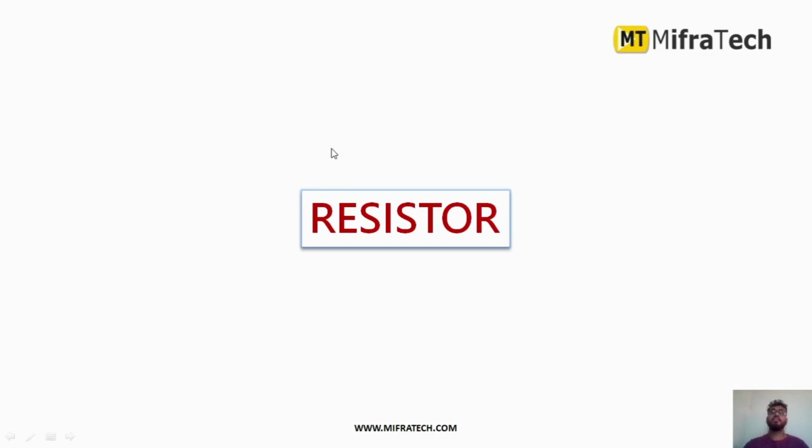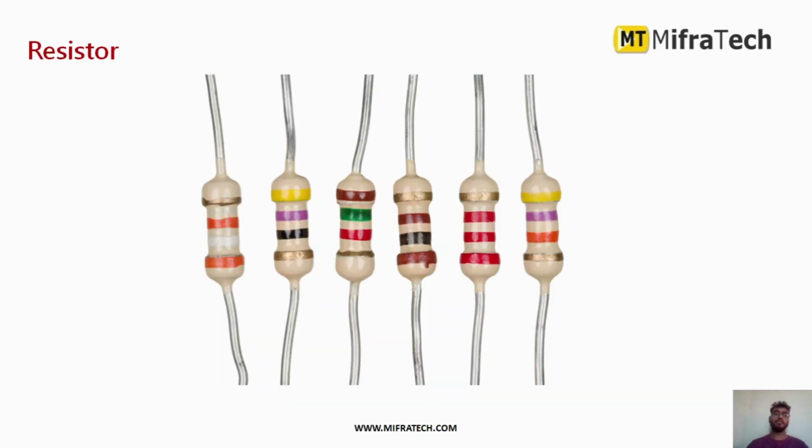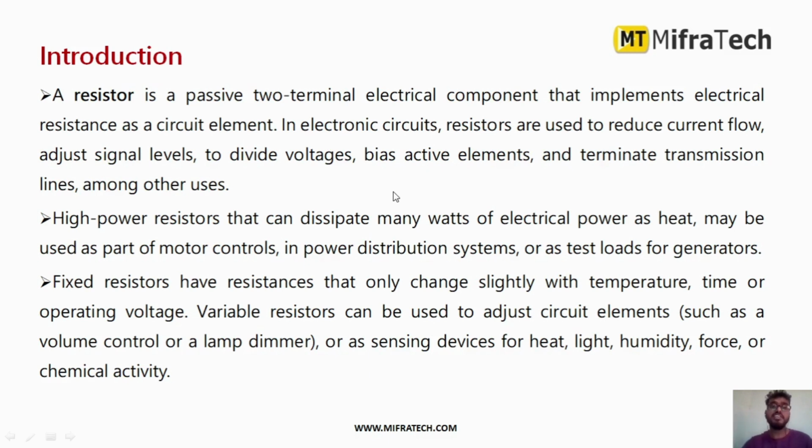Today in this section we will learn about resistors. So this is how a resistor looks, as you can see here. A resistor is a passive two-terminal electrical component that is mainly used to reduce the current flowing through any circuit. It will resist the current flow.